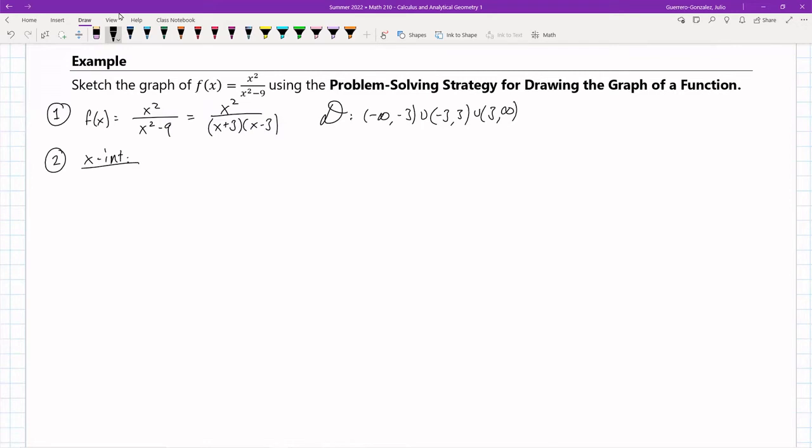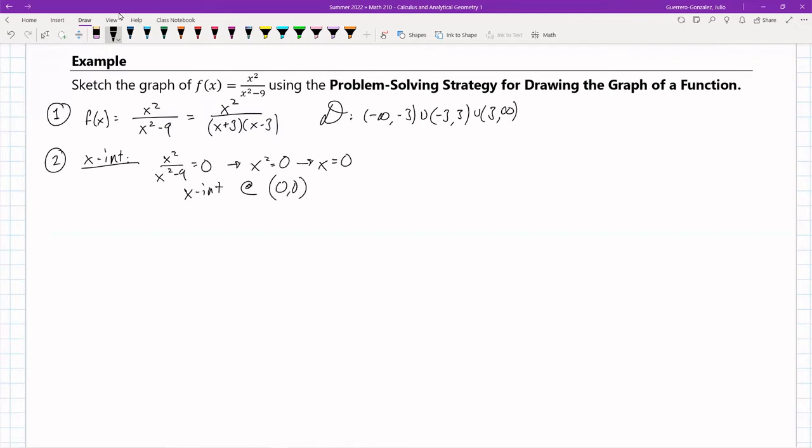So for x-intercepts, we let y equal 0. So that means x squared over x squared minus 9 has to equal 0. Therefore, x squared has to equal 0. Therefore, x has to equal 0. So x-intercept at 0, 0.